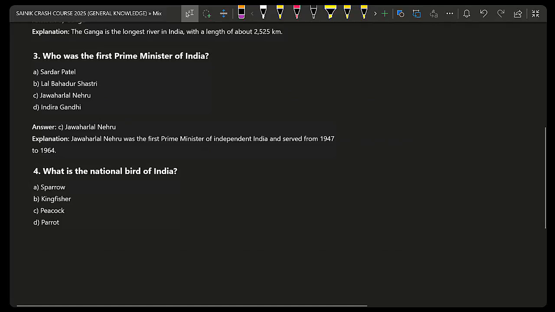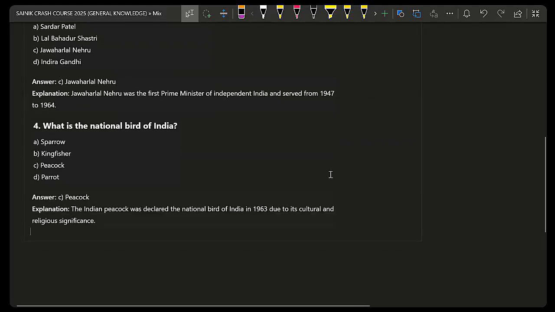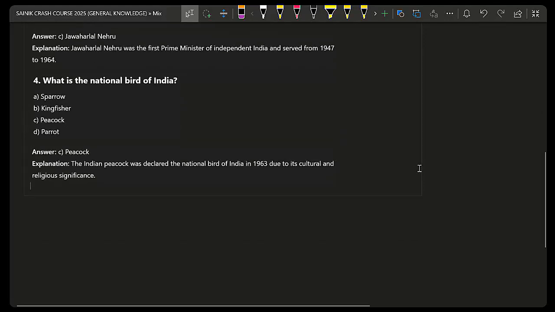And time up. So I got one wrong answer for option A. They said sparrow. Rest all gave the correct answer. Let's see what is the correct answer. Peacock, option C. The Indian peacock was declared the national bird of India in 1963 due to its cultural and religious significance.